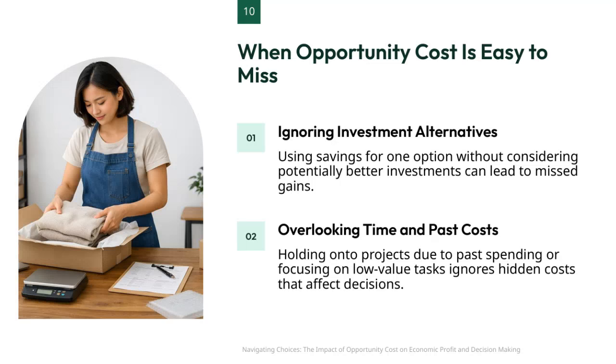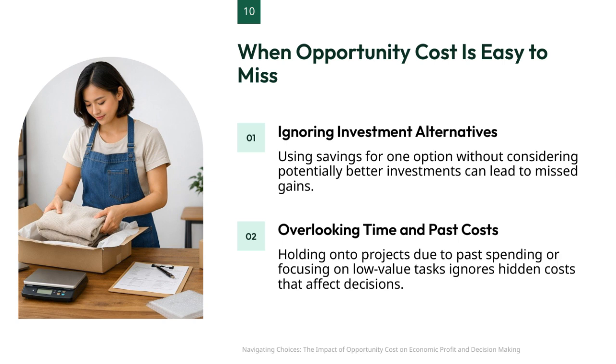Here we're looking at how opportunity cost can be easy to overlook. The first key point is about ignoring investment alternatives. Sometimes we commit our savings to one choice without really considering if there might be a better option out there. This narrow focus can cause us to miss out on potential benefits or higher returns from other investments.